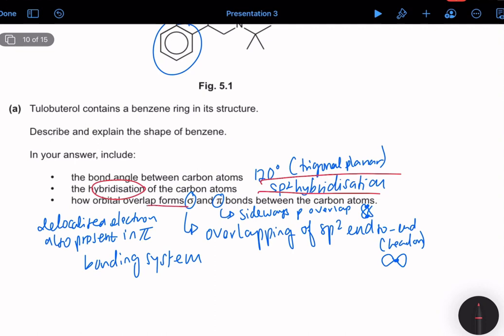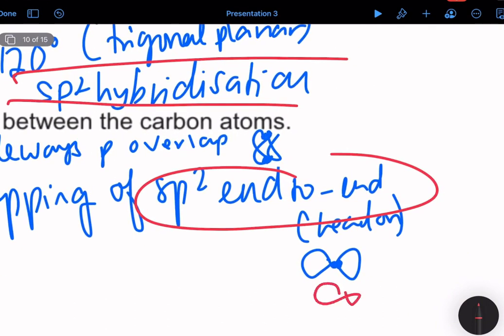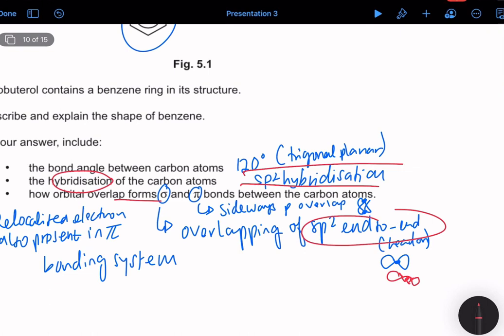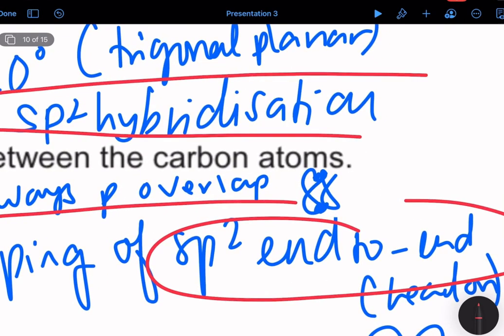The orbital overlaps form your sigma and pi bond. For your sigma, it's the overlapping of sp2 orbitals. It kind of looks like a fish, and they overlap straight on, end to end. That's what they're referring to. For your pi bonding, it is due to the sideways overlap of the p orbitals. It's a different type of overlap.